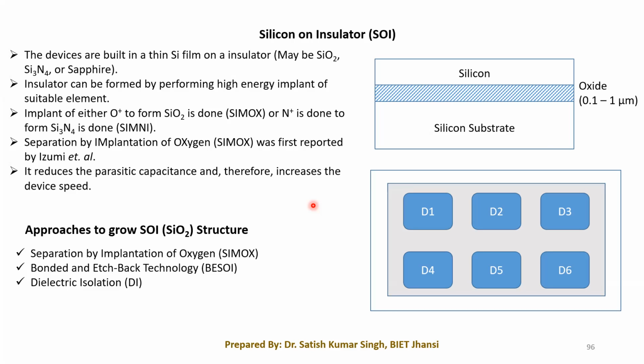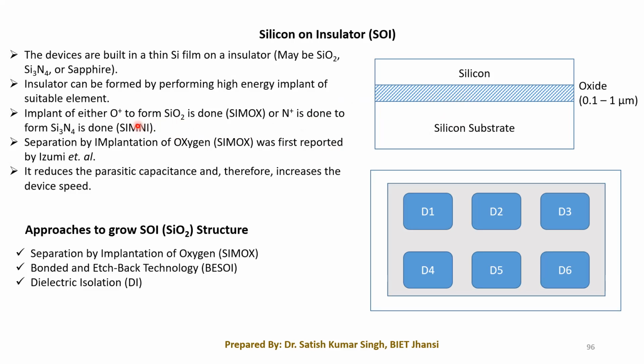Basically the devices are built in a thin silicon film on insulator, which may be SiO2 or Si3N4 or sapphire. The insulator can be formed by performing a high energy implant of suitable atoms. This buried oxide layer is actually formed by implanting oxygen ions. Very high energetic oxygen ions are bombarded onto this structure.